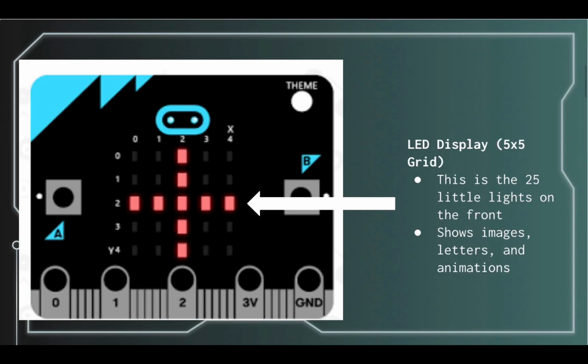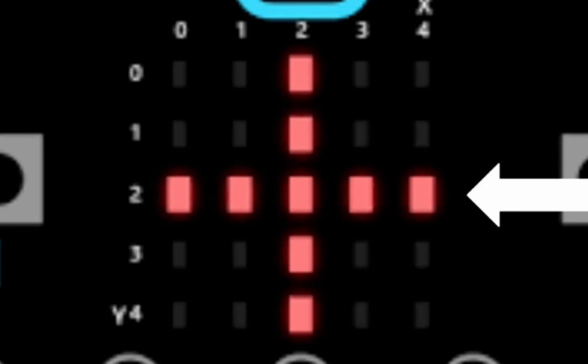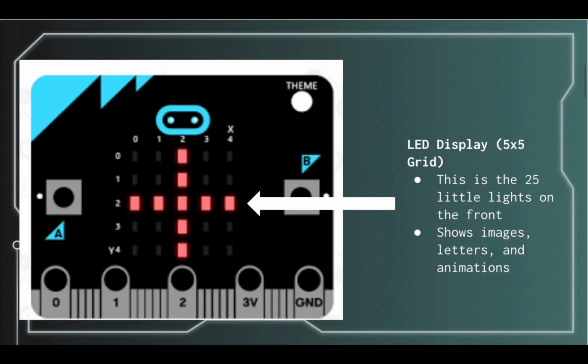First of all, there's the LED display. See these 25 tiny lights on the microbit? These are LEDs. You've already seen LEDs your whole life. You know the scoreboard at a sports game? Those massive displays are made up of thousands of them. We're starting with a 5x5 grid. They started the same way.